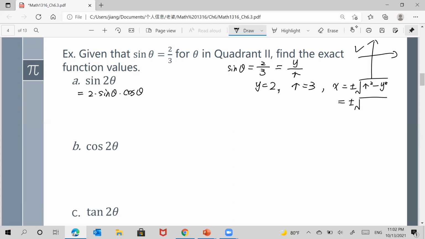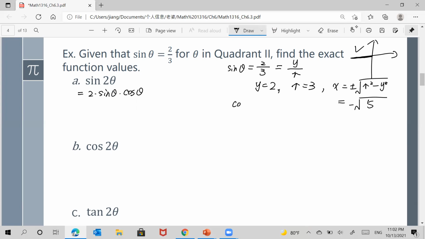That's 9 minus 4. That's square root of 5. So it's positive or negative? Look, it's in the second quadrant, so all the x values are negative. So here is negative. Okay, so we know the x, y, and r.